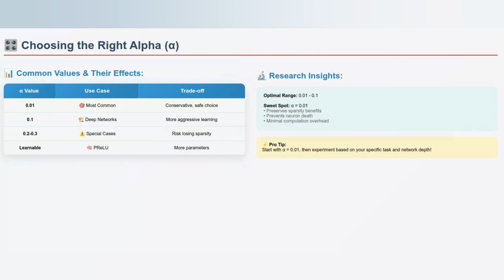Research shows that values between 0.01 and 0.1 work best in practice. Going above 0.2 often hurts performance because you lose the computational benefits of sparse activations. Some advanced techniques even learn alpha during training. This is called parametric ReLU, or PReLU, where each neuron learns its own optimal alpha value.